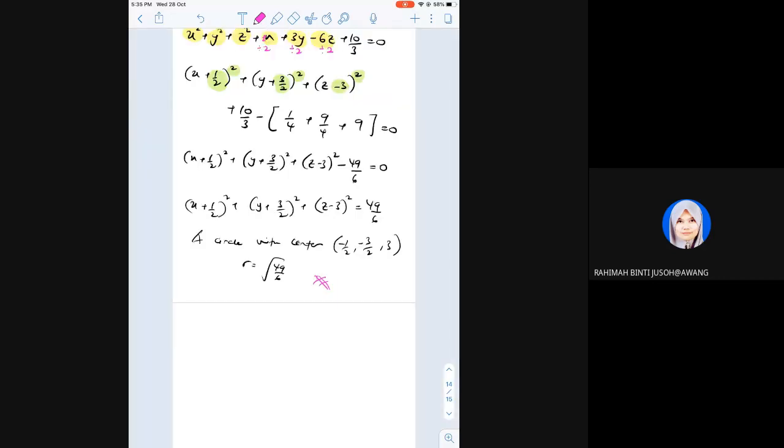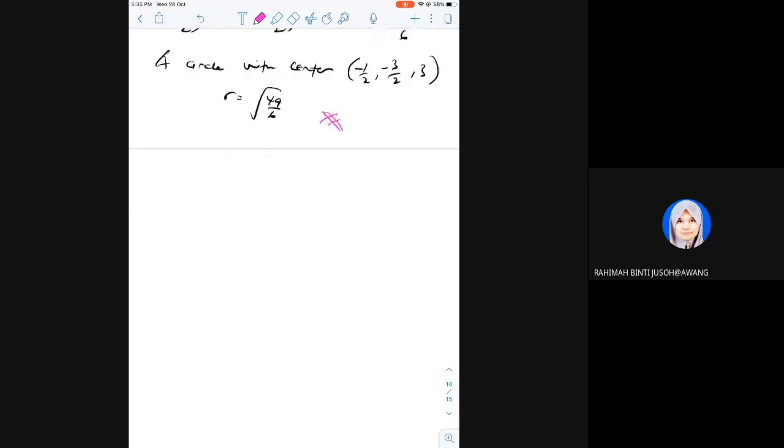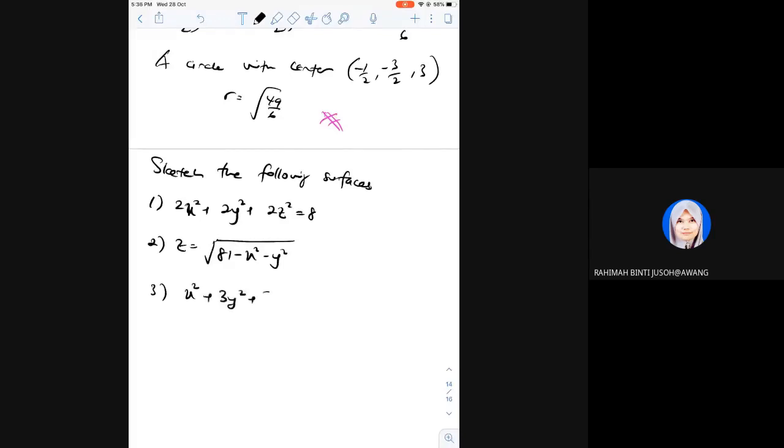Now let us go to the examples of spheres and ellipsoids. We are learning sketching now. Sketch the following surfaces. Okay, number one, what should I make up? Let's say 2x squared plus 2y squared plus 2z squared equals to 8. Number two, we have z equals to this one. And then number three, let's say we have this. Number 4, let's say we have 4x squared.